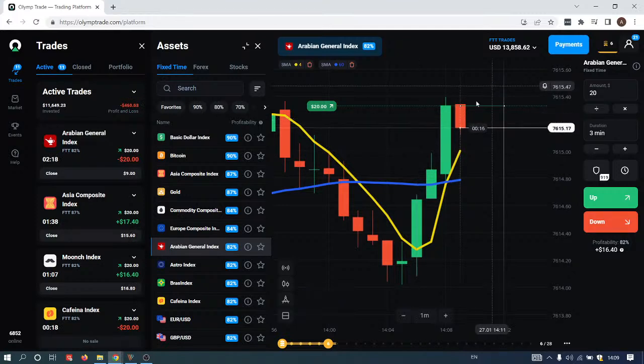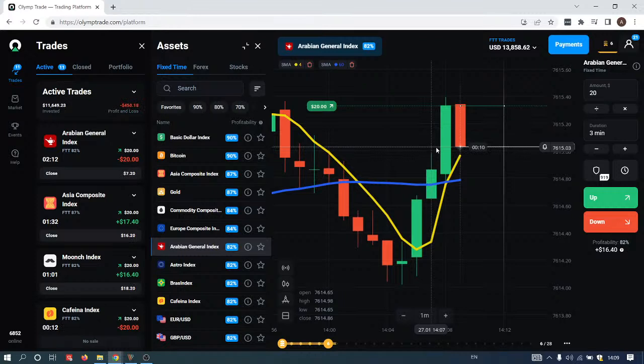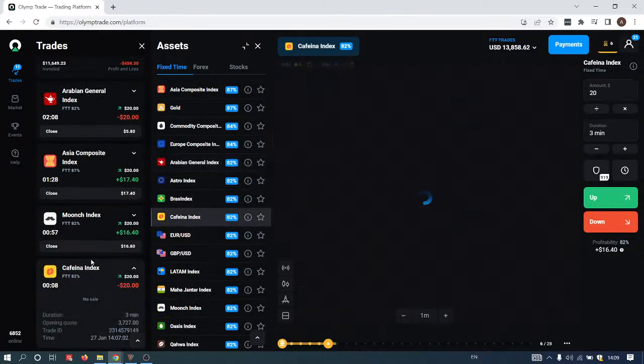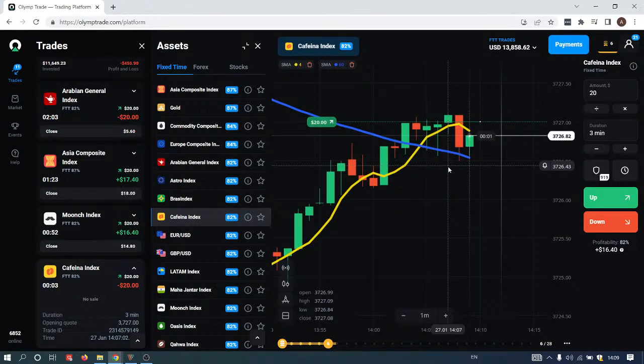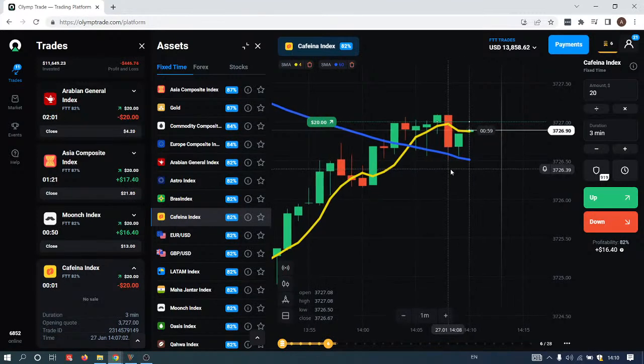So if you follow our trading sessions on a weekly basis from month to month, you can see that we trade using different trading strategies, different possible ways to trade.